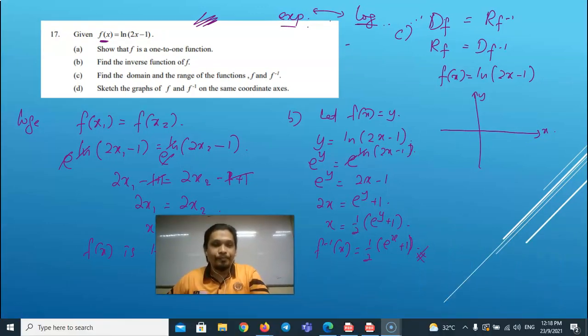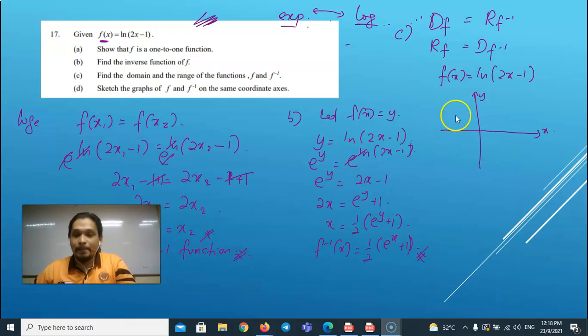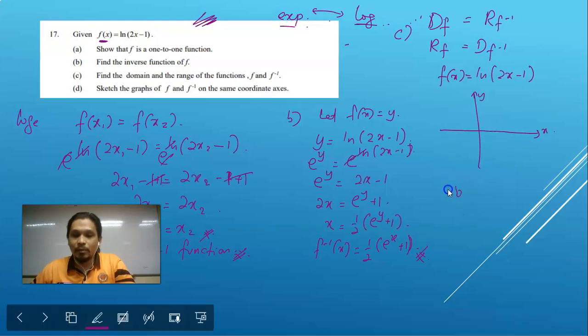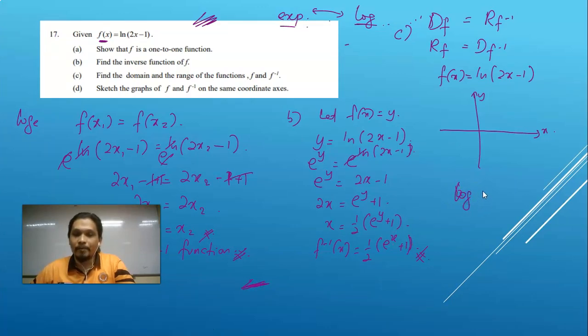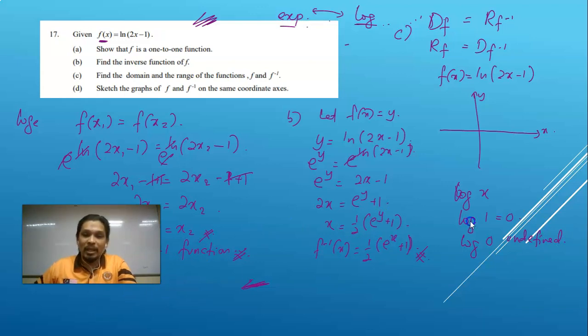So class, as we know, for a log function, log x, when x equals 1, then y equals 0, and for log 0, when x equals 0, the whole function is undefined. Remember this. Now, how are we going to implement this into this question here?